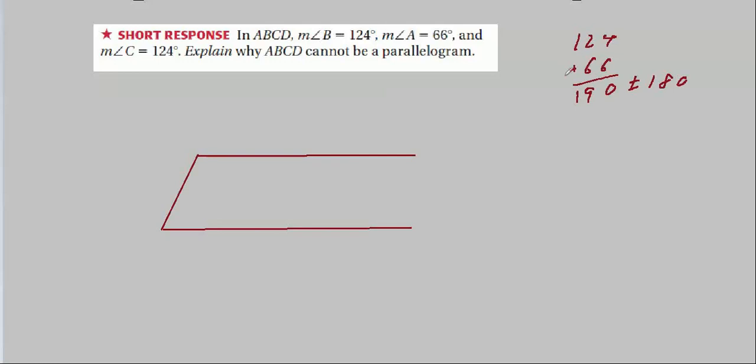Why? Well, the way that we proved that consecutive angles were supplementary would make it impossible for non-supplementary angles to be part of a parallelogram. Why? Well, if this is a parallelogram, that means these two lines are parallel. So alpha plus beta add up to 180. But alpha plus beta add up to 190, which is a contradiction. And so by contradiction, these two lines can't be parallel. Or there's another way we could do it.